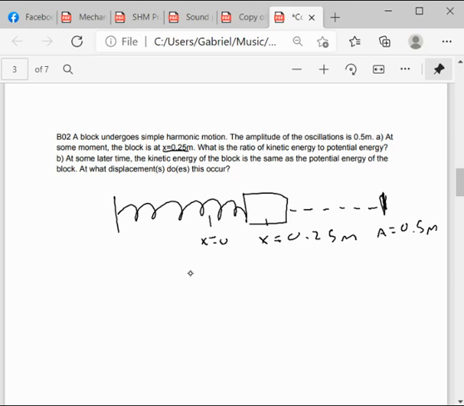Well, first of all, what's the kinetic energy for a block? It's 1/2 mv squared, and the potential energy for the spring block system is 1/2 kx squared.